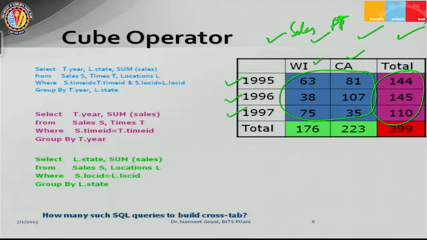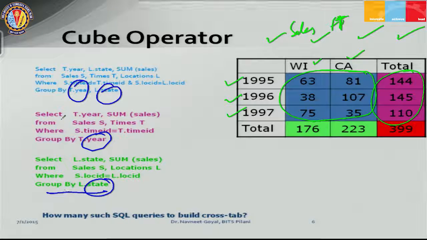Okay, and now I do this. Let me use a different color. Now I'm doing a state wise grouping, group by l.state. Here grouping by t.year, and here it is year and state. Okay, so now this generates this part of the cross tab.